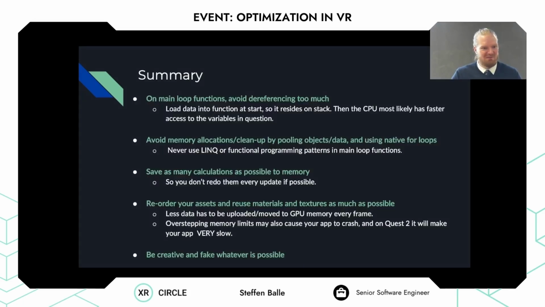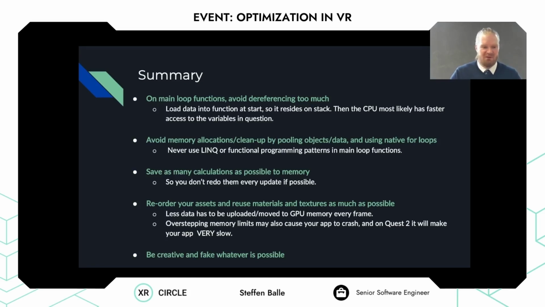Let's summarize a little bit. In our main loops, avoid dereferencing too much. That's a general rule. Load the variables of the data you actually need for the function into the start, so it can reside on the stack, and the CPU can figure out how to put it on the caches a lot easier. Avoid memory allocations and cleanup in update loops, and never use LINQ. That's a no-go, especially in update loops.